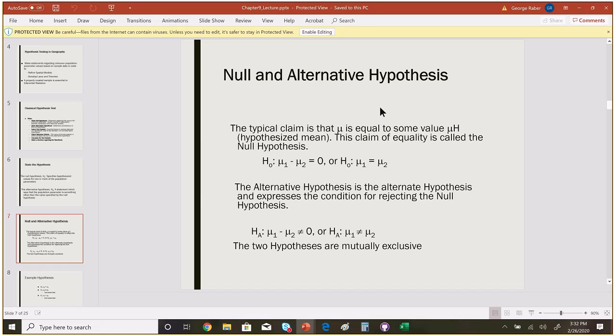All right. One way to state these, particularly for what we're going to do this week, is to state it very simply. Here's a typical claim that the mean is equal to some value, the hypothesized mean. So the claim of equality is what's called the null hypothesis. So in other words, I could say that my null hypothesis is that the average age of everybody in here is 23.